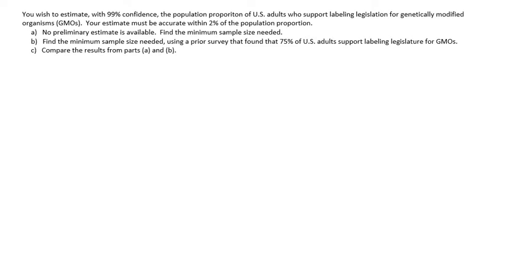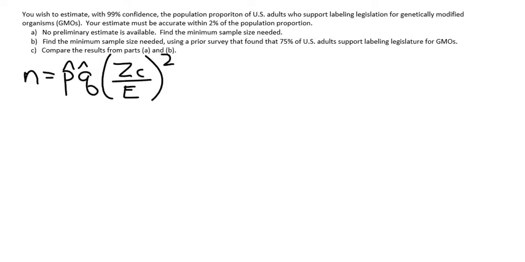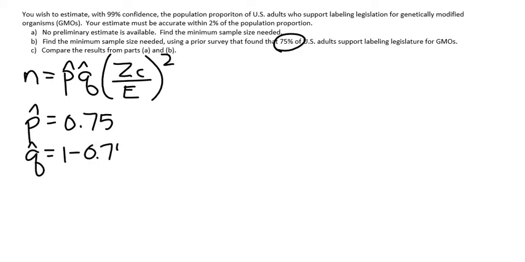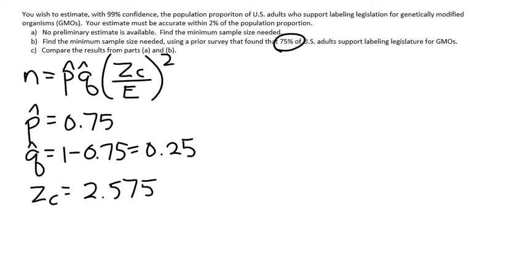We're going to use the same formula as before. This time, p hat is going to be equal to 0.75, the decimal representation of 75%. Q hat is 1 minus 0.75, which is going to be 0.25. My critical value is going to be the same, 2.575, and my margin of error is also going to be the same, 0.02. Now let's plug these numbers into our formula.